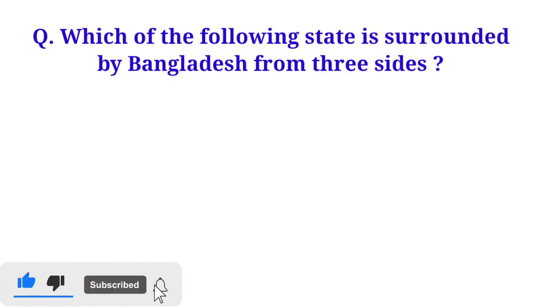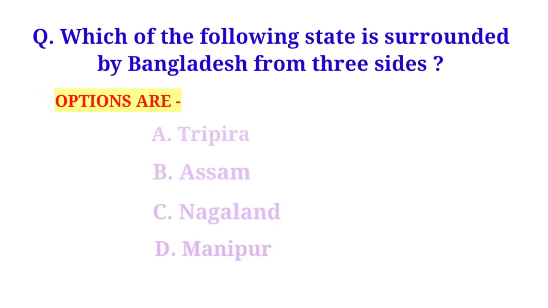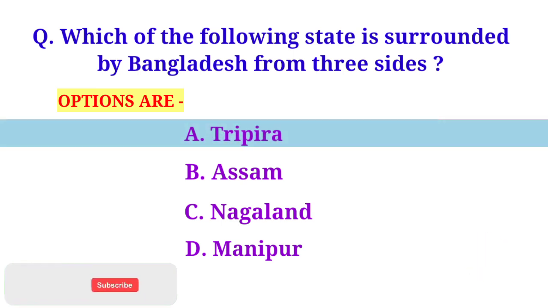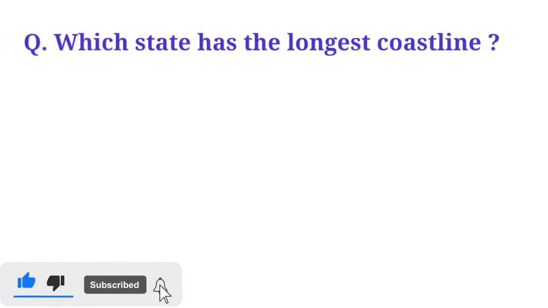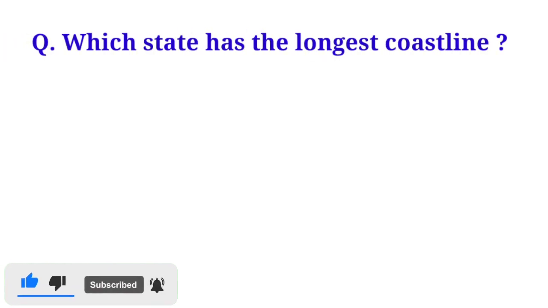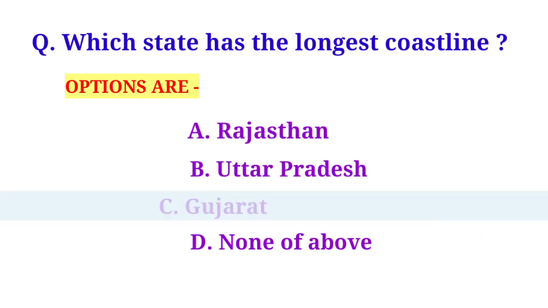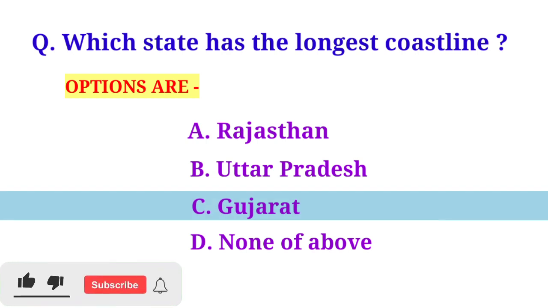Which of the following state is surrounded by Bangladesh from three sides? Option A, Tripura, is the correct answer. Which state has the highest coastline? Option C, Gujarat, is the correct answer.